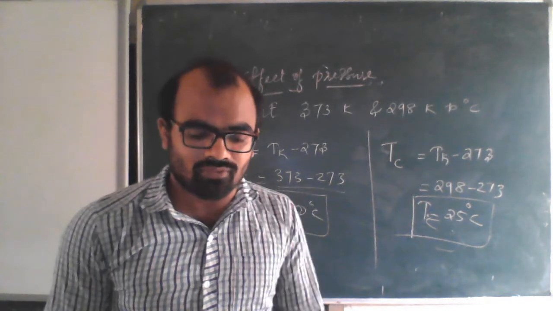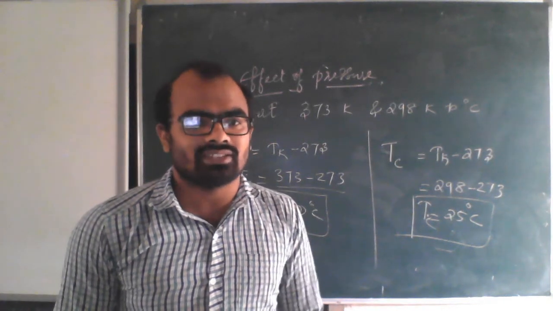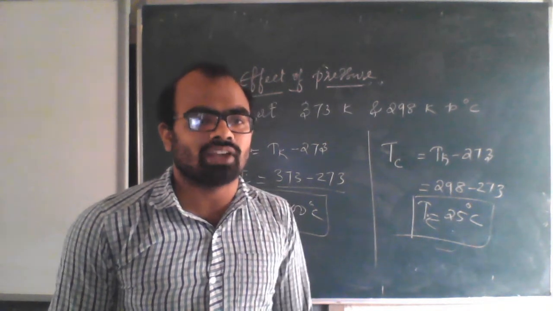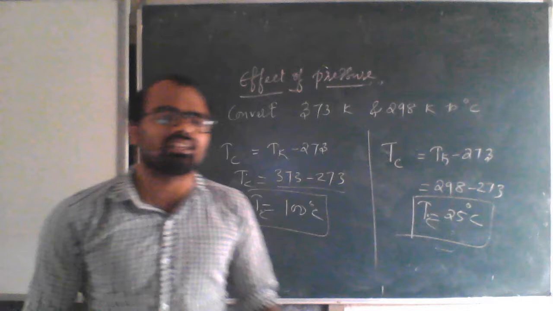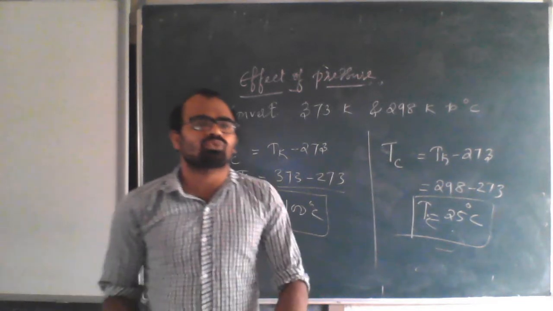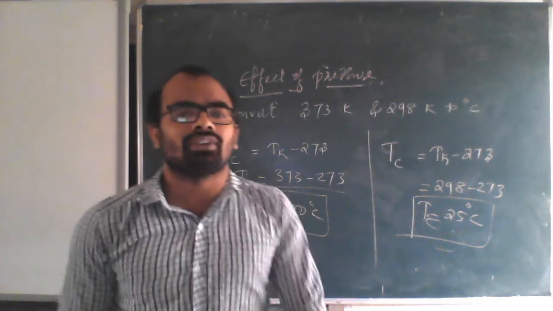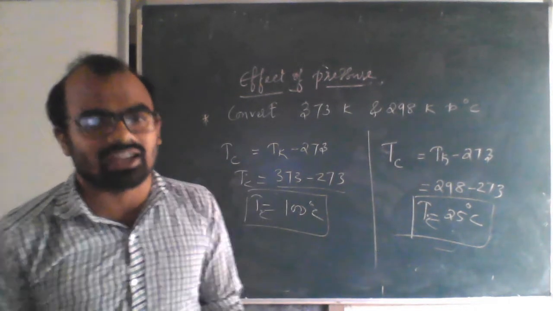Okay, second one, 573 K. Again the same, 573 minus 273. Take the formula Tc equal to Tk minus 273. Tk is 573, so 573 minus 273. You will get 300 as the answer.